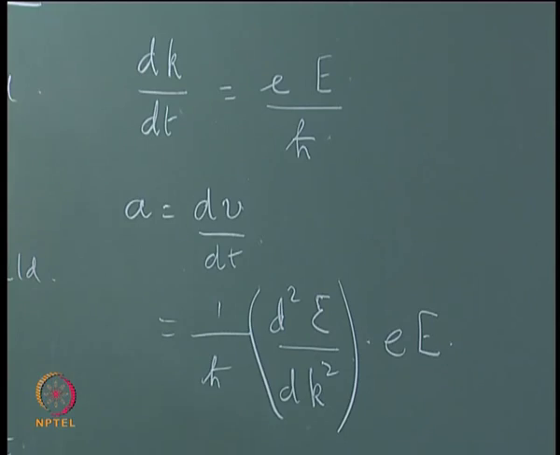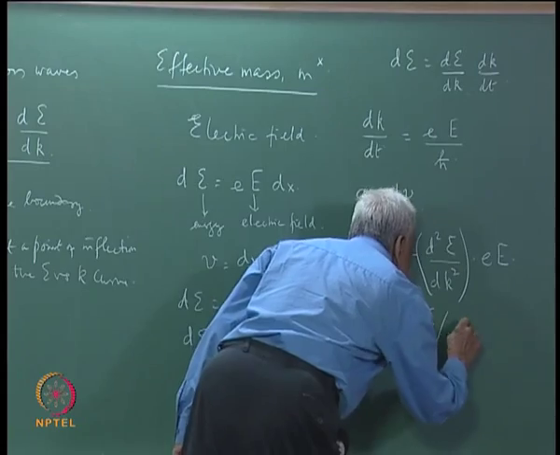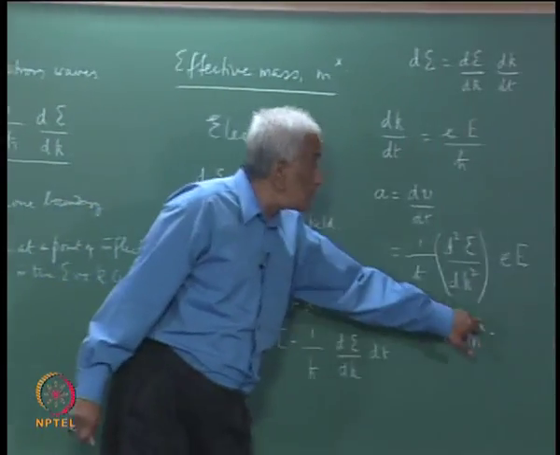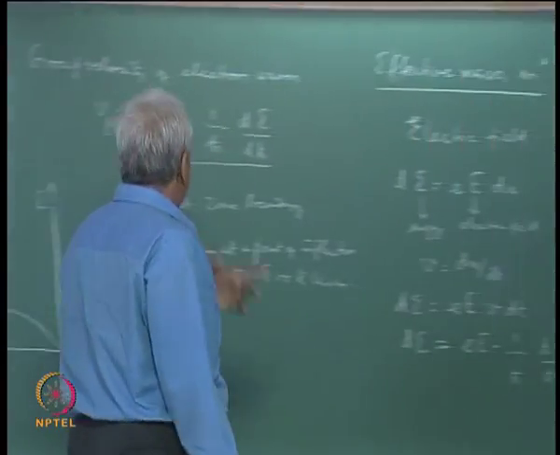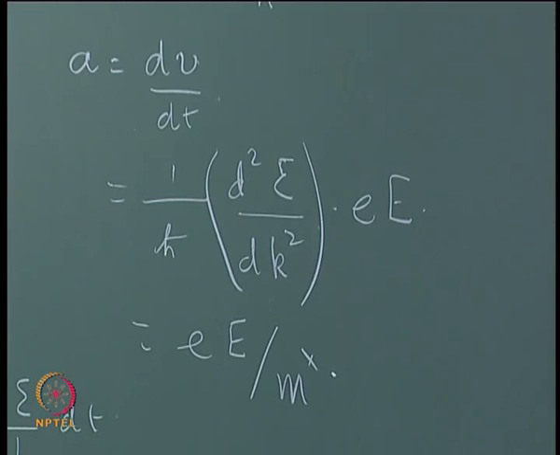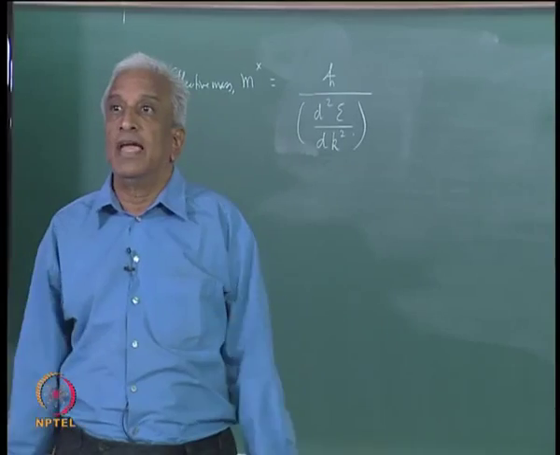And usually the acceleration is E by m, which we will denote as m star, because we need to identify this as the effective mass. So, I have the expression finally for the effective mass. So, we see that the m star, the effective mass, is inversely proportional to the second derivative of the E versus k curve.